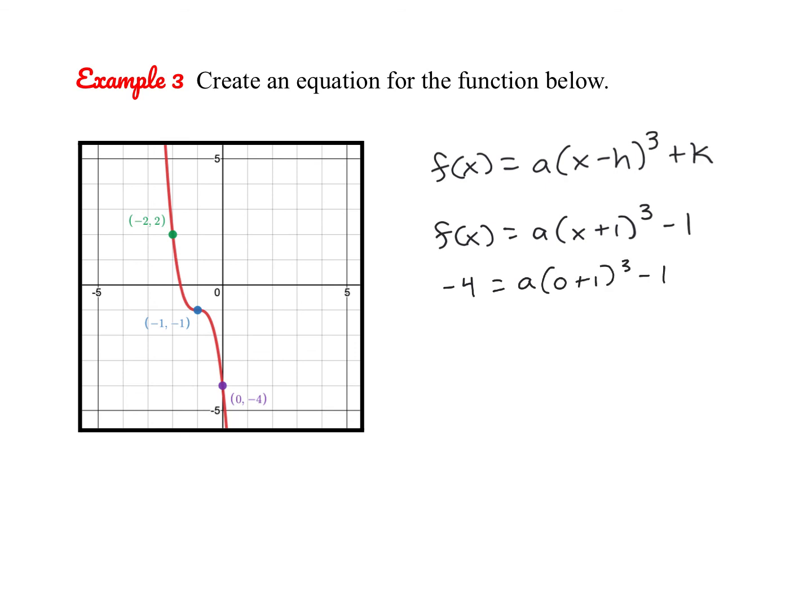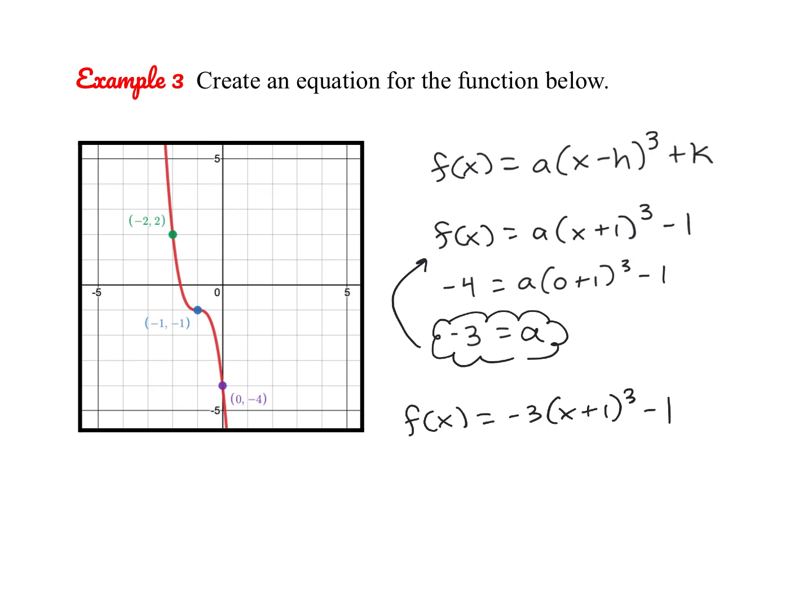So I'll add 1 to both sides. Here, 1 cubed is just 1, so our a value is -3. And then this we just need to substitute back in here for our final answer. So it's -3 times x plus 1 cubed minus 1. And we can leave our answer like this. Sometimes I might ask you to actually multiply it out, but for now we can leave it like this.